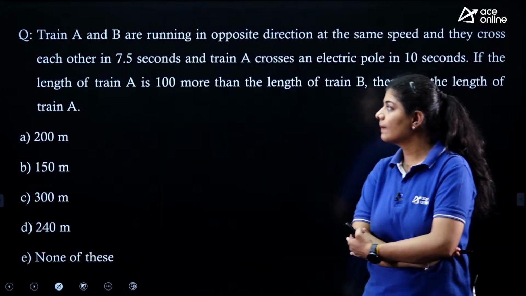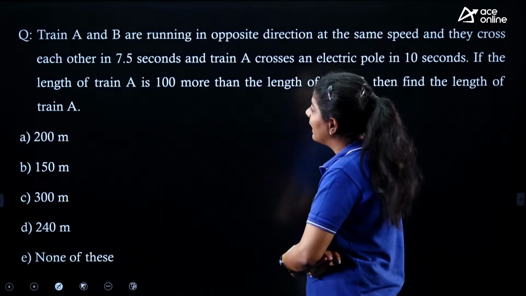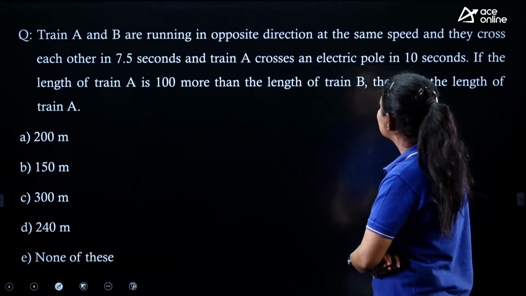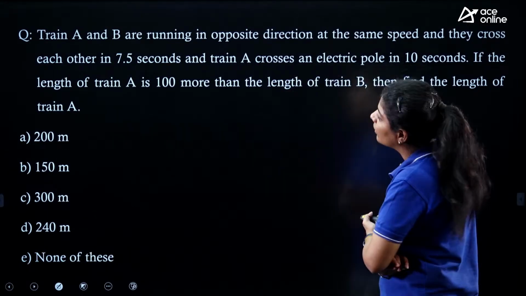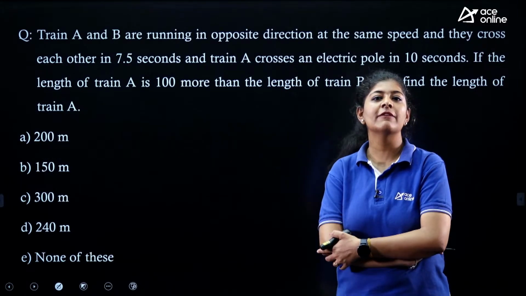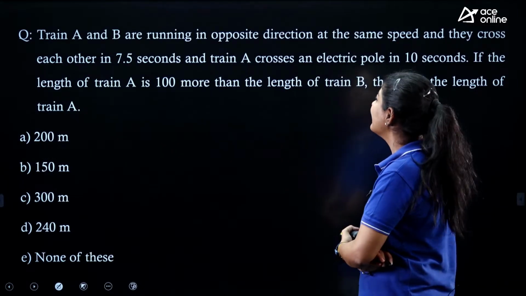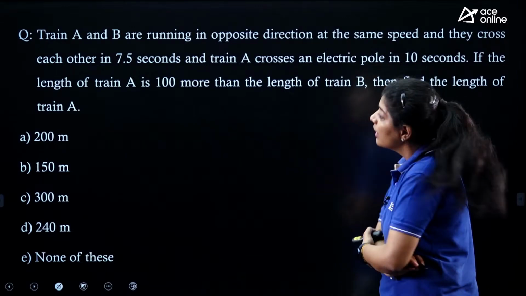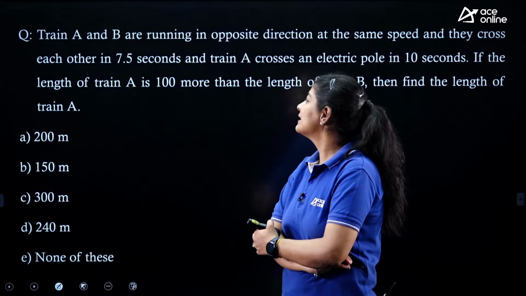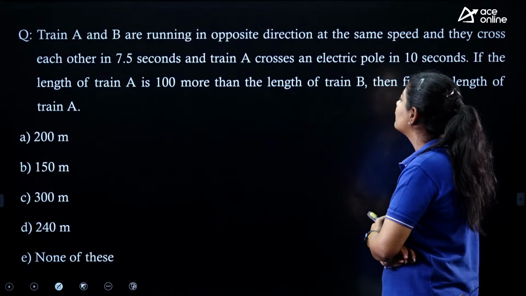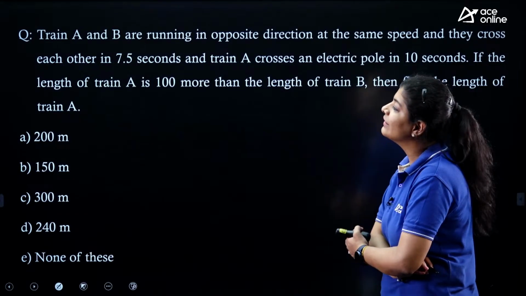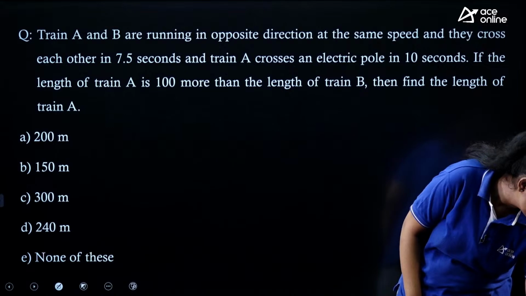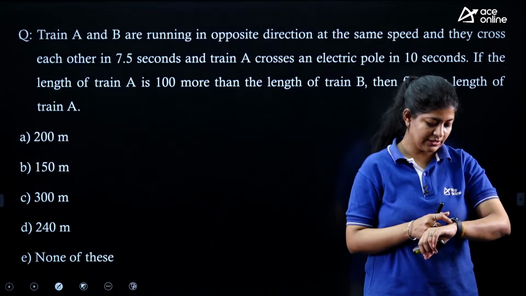Next. The next question says that train A and B are running in opposite directions at the same speed and they cross each other in 7.5 seconds, and train A crosses an electric pole in 10 seconds. If the length of train A is 100 meters more than the length of train B, then find the length of train A. Again, this one is a very easy one. So just solve it out and let me know what answer you people are getting.